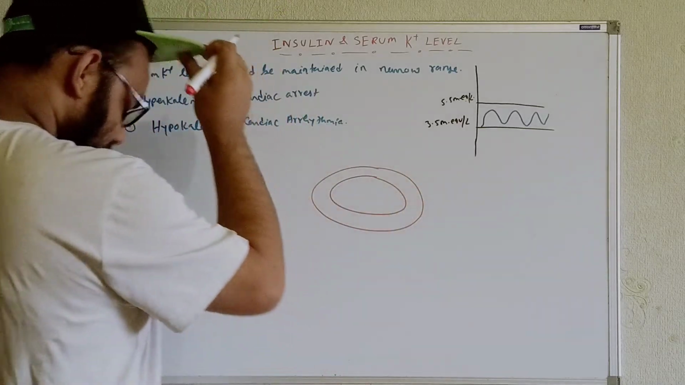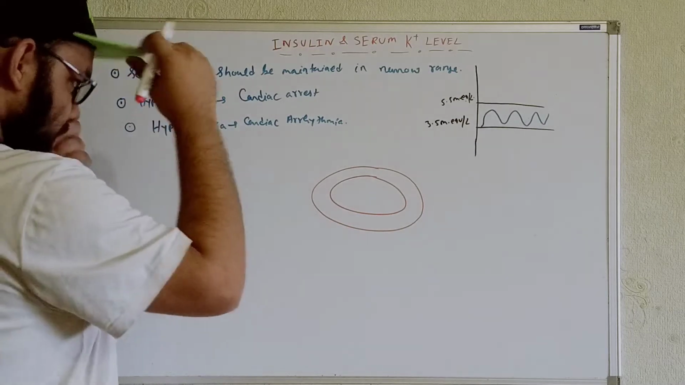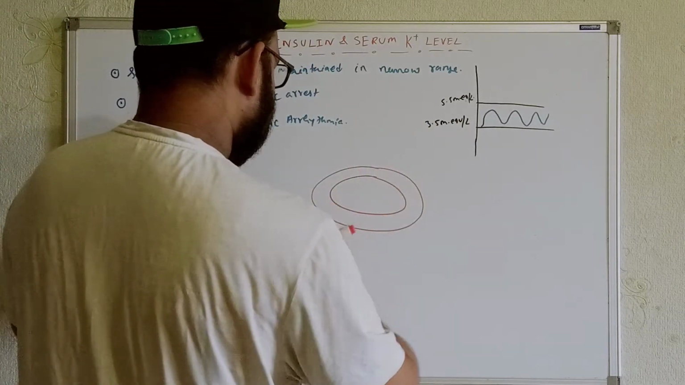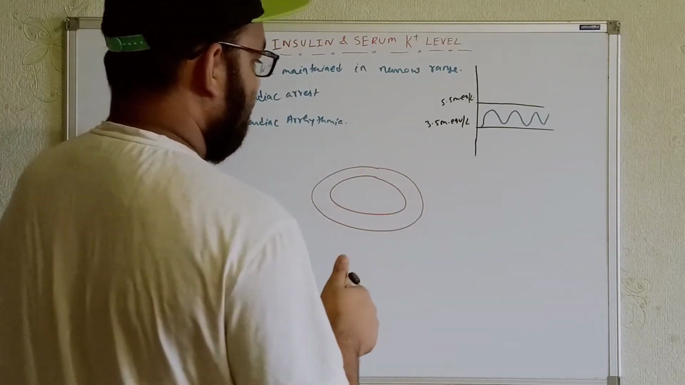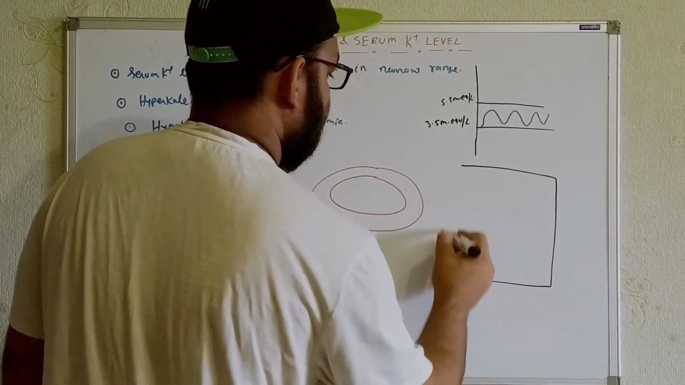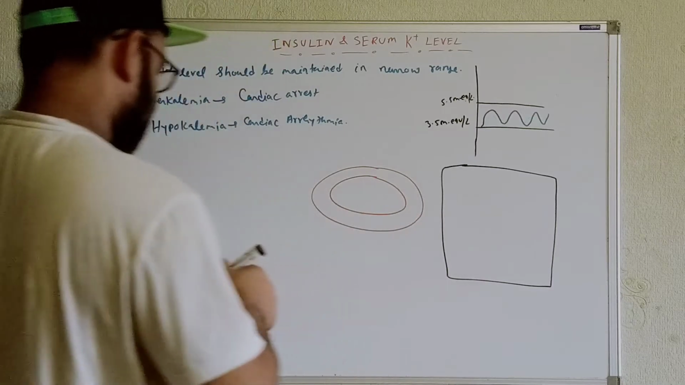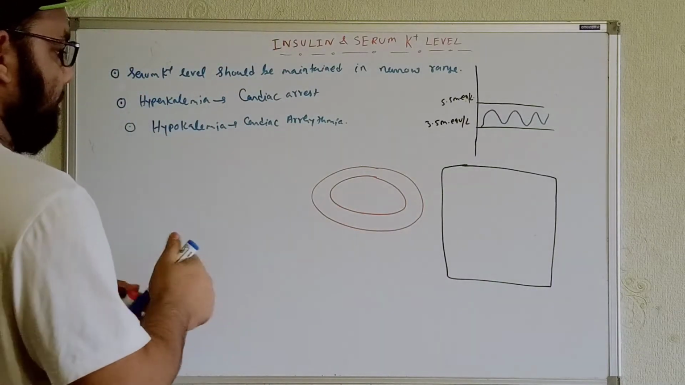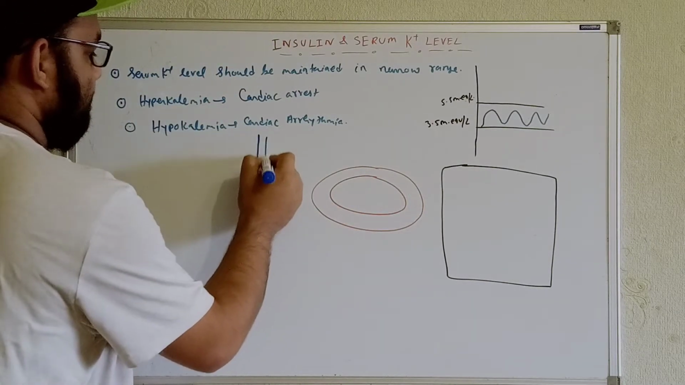And for example, I'm taking the normal cells over here. And for example, this is the GIT. I'm showing that.